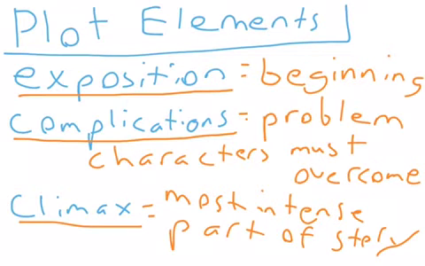But then after the exposition happens, after you've been introduced to the characters and the setting, some kind of problem occurs. Something happens to the characters, and they have to overcome that problem. They have to fix it, or they have to learn from it. They have to figure out how to go on while that problem is happening. And as that complication or problem goes on, that leads to what's called the climax of the story, or the most intense part of the story.